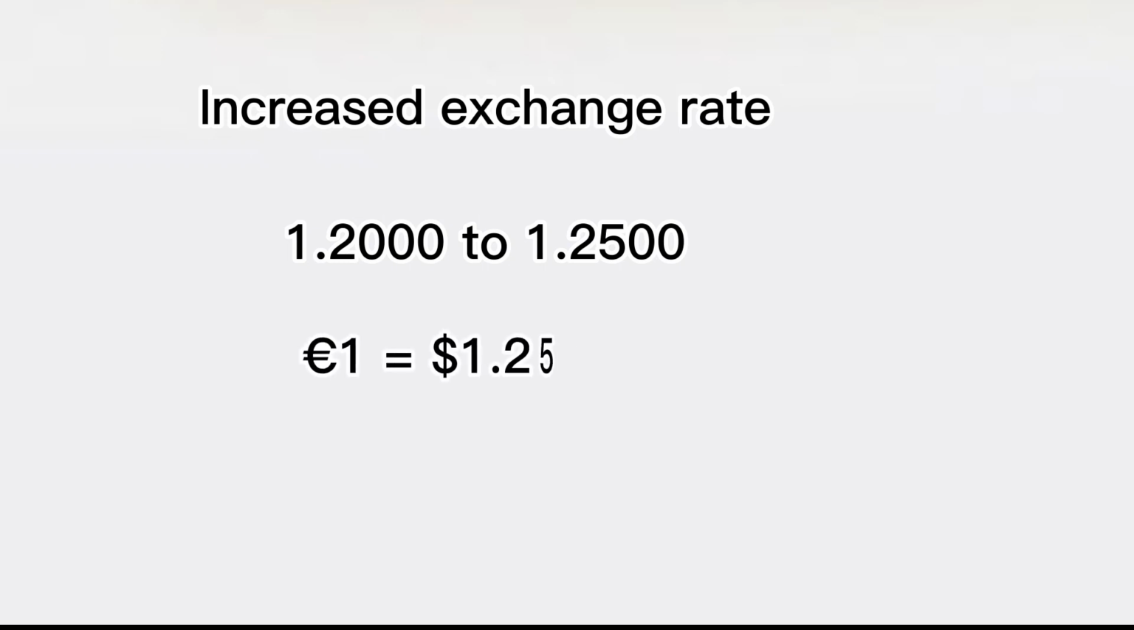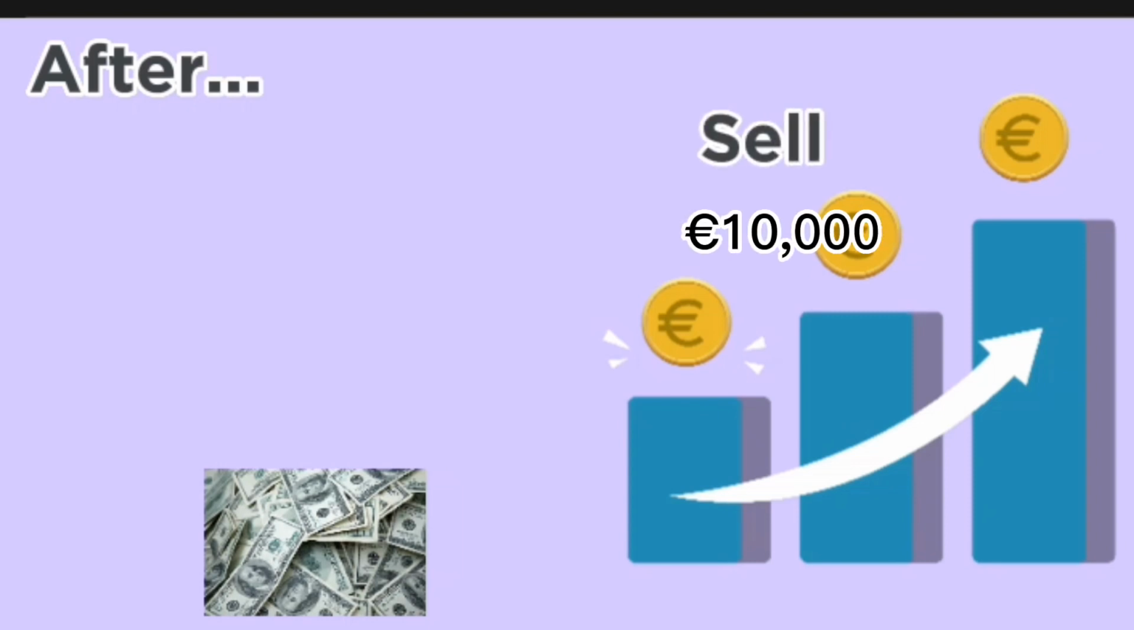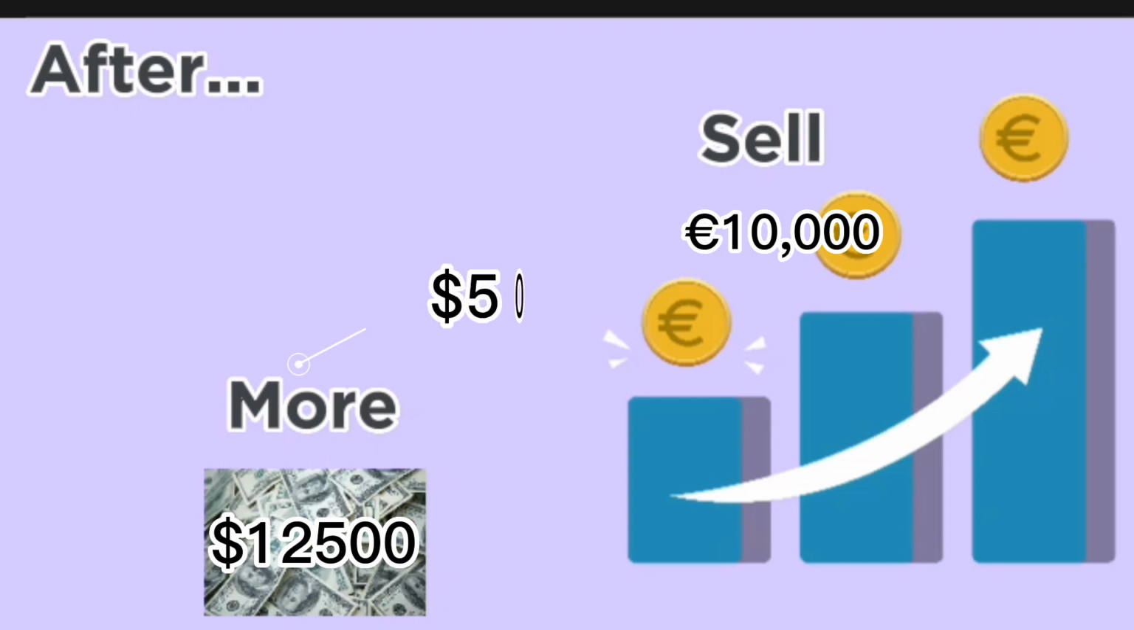The trader holds on to the euros for a period of time and then sells them when the exchange rate has increased to 1.2500. This means that 1 euro is now worth 1.2500 US dollars. The trader sells their 10,000 euros for 12,500 US dollars and makes a profit of 500 US dollars. This profit is the result of the increase in the value of the euro relative to the US dollar.